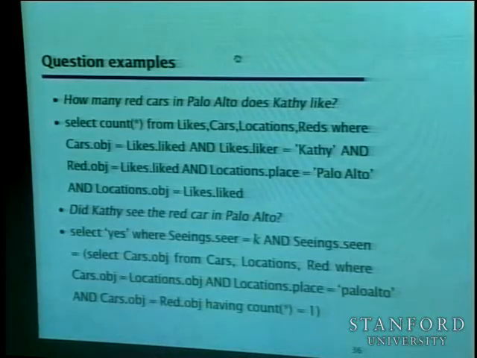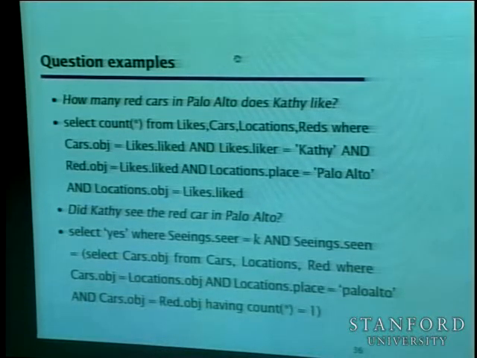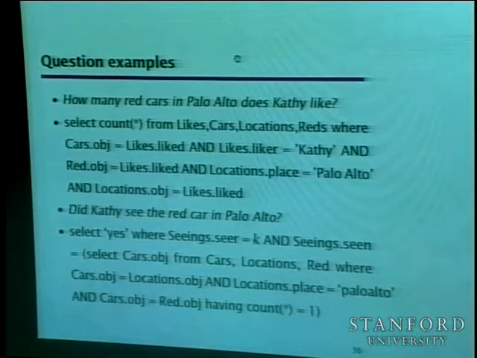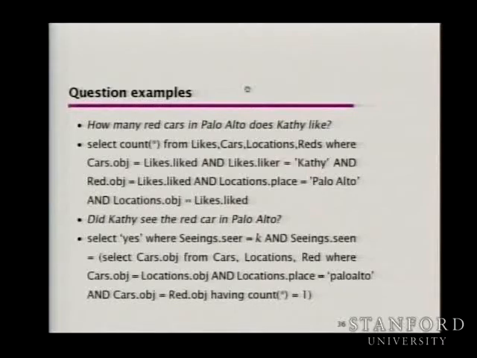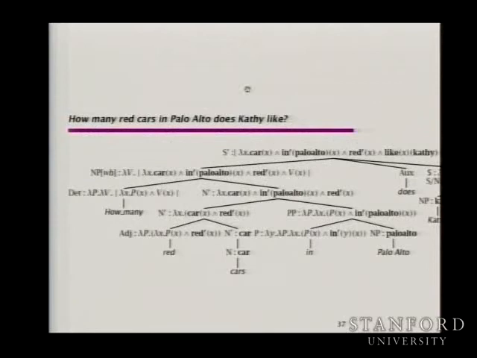And we can keep on going to examples like this. How many red cars in Palo Alto does Kathy like? Or, did Kathy see the red car in Palo Alto? So at this point, the trees that you have to build are too large to fit in my narrow margin. So you'll just have to believe me that the proofs work out okay. But they do, or the derivations work out okay.